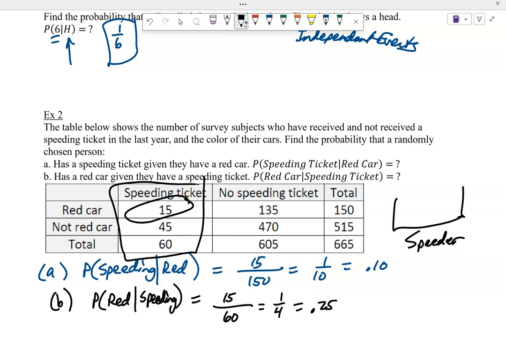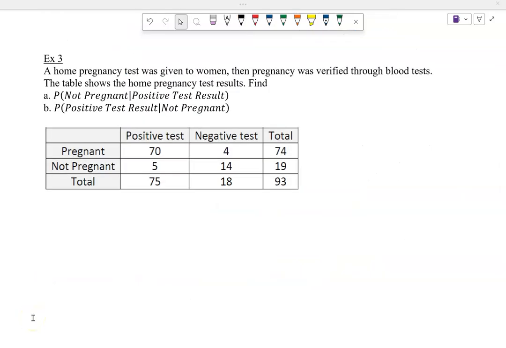Right? So again, those are conditional probabilities. This would be a really good you-try-it problem, you guys. If you want to pause the video and work through it and check it.